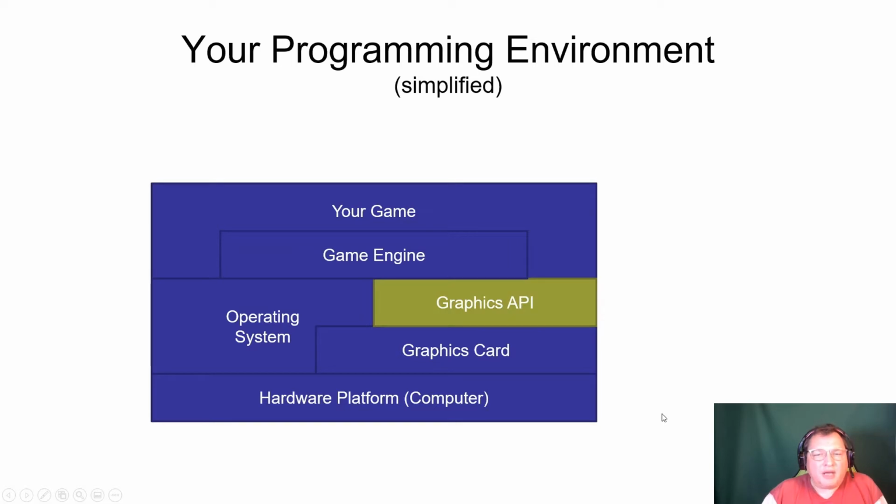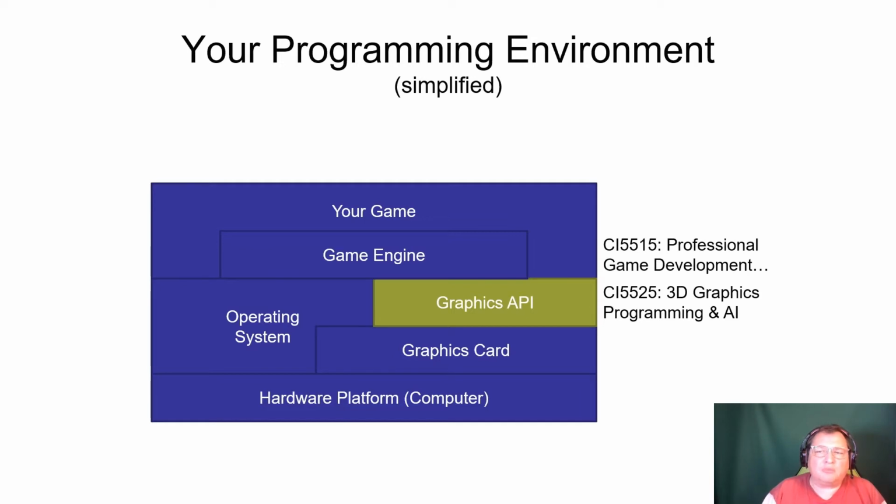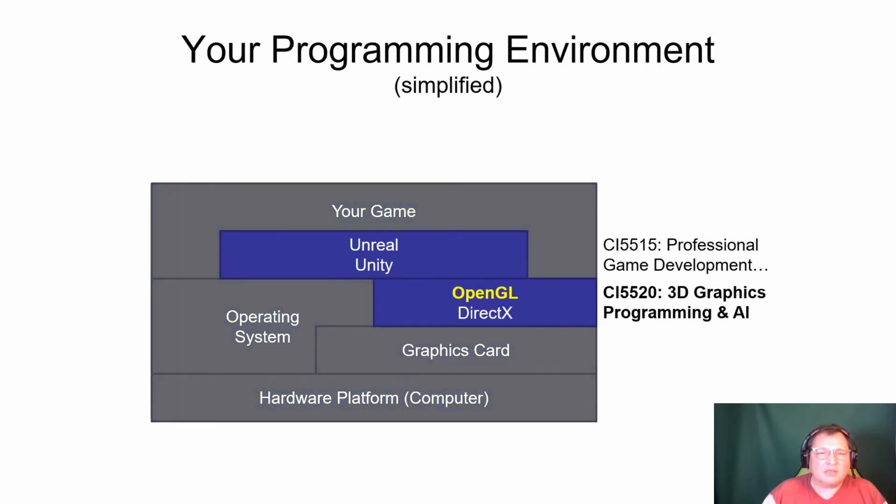This is the graphics API that is the main subject of this module, or in fact the 3D graphics programming part of this module. There's also another module, the professional game development environments, which is mostly focused on the game engines. Now, the typical graphics APIs are OpenGL and DirectX, and from among these two we will be talking about OpenGL in this module. Typical game engines are Unreal and Unity, and they will be both discussed in the other module.